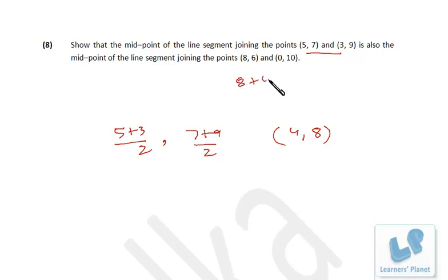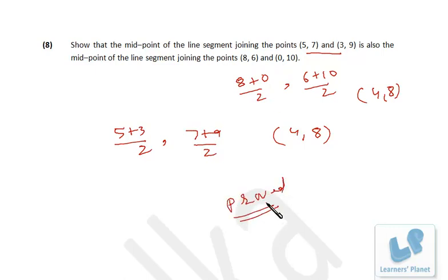Now we find out the midpoint of these two. So that is (8 plus 0) by 2 and (6 plus 10) by 2. So that is also 4 and 8. So this is also 4 and 8 and this is also 4 and 8. So we can say that the midpoint of the line segment joining these 2 points is the same as the midpoint of the line segment joining these 2 points. Okay, so this is how we can prove.